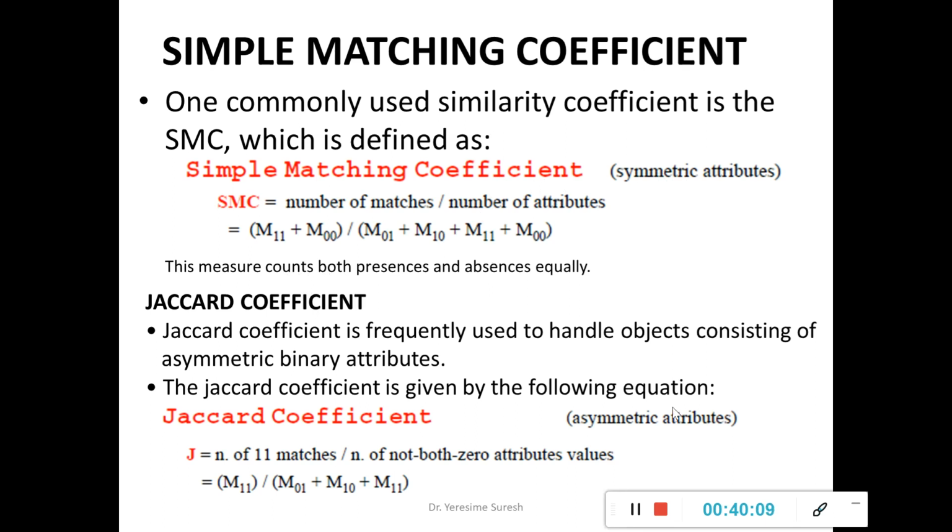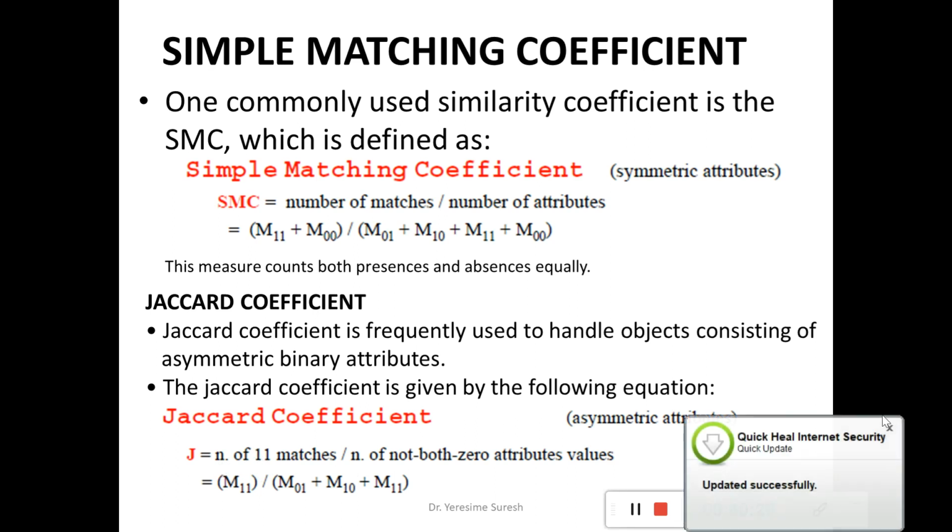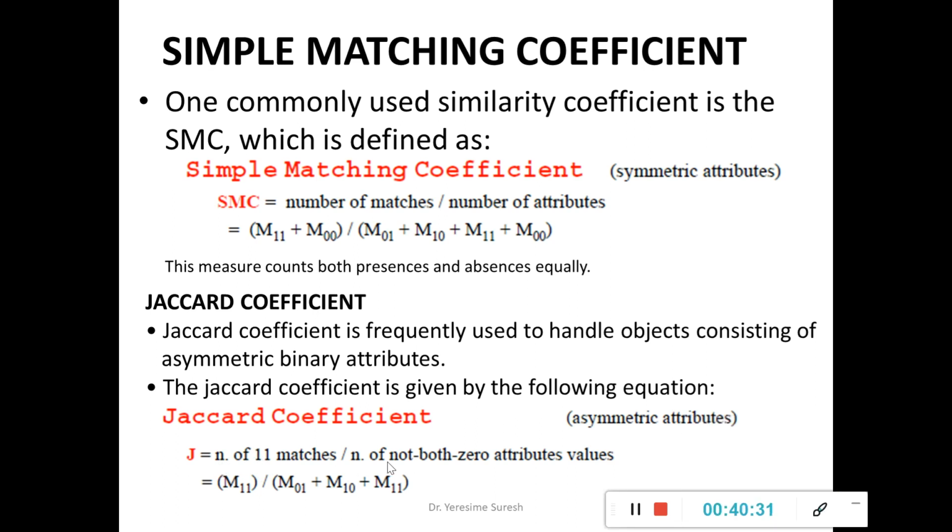Now, what is Jaccard coefficient? It is for asymmetric attributes. And what is an asymmetric attribute? The distance between x comma y is not equal to distance between y and x. So, how do I define this? The number of matches for M11, I have missed the notation M here, is the number of matches with respect to M11 divided by total number of non-zero attribute values, that is M11 divided by M01 plus M10 plus M11. How to find the values of SMC as well as Jaccard coefficient, we will see with an example.